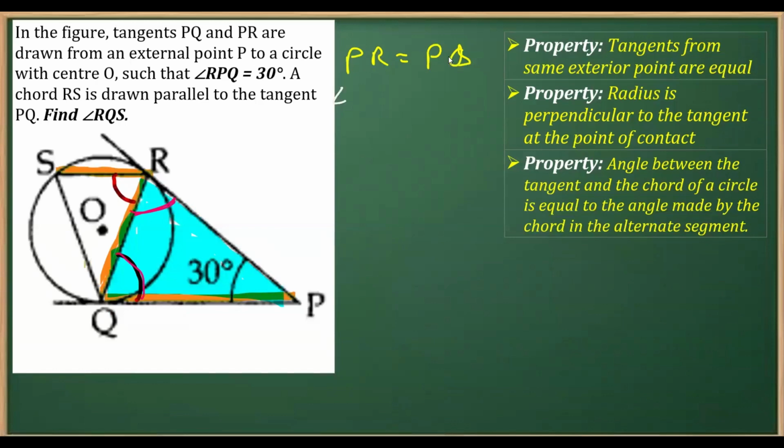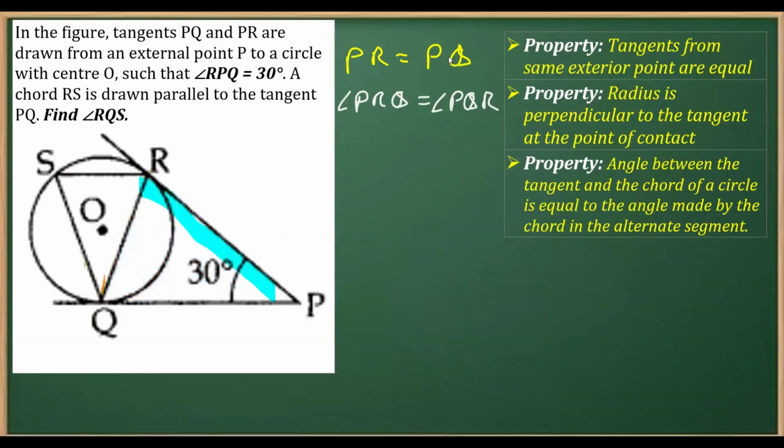And the angles here are PRQ and angle PQR. So these two angles are equal. And as you know, the sum of three angles of a triangle is 180 degrees. In this triangle, we know one angle is 30 and the other two angles are equal. So this angle and this angle should be how much? 75 each. If not clear, I'll show you.